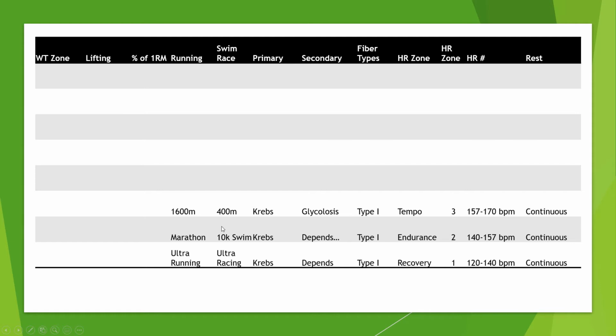So you're pushing that pace for a mile. You know what? You could probably push into some of the other zones higher, but you might want to start out at this zone in the beginning, depending on the race, and kind of work your way into it.